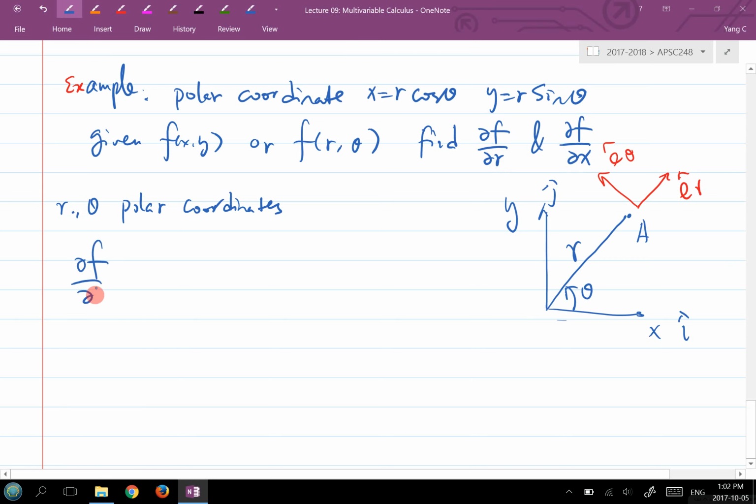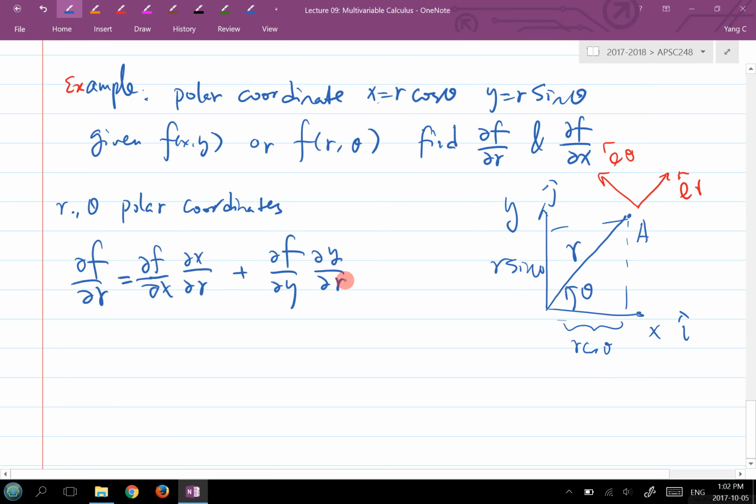So for the partial f over partial r, suppose you start with f of x, y. Apparently it's very straightforward. Your relationship is x equal to r cosine theta, and y equal to r sine theta. That's how you relate the Cartesian coordinates to the polar coordinates. Then the chain rule here is basically partial f over partial x times partial x over partial r, plus partial f over partial y times partial y over partial r. So that's the simple chain rule, like what we just illustrated.